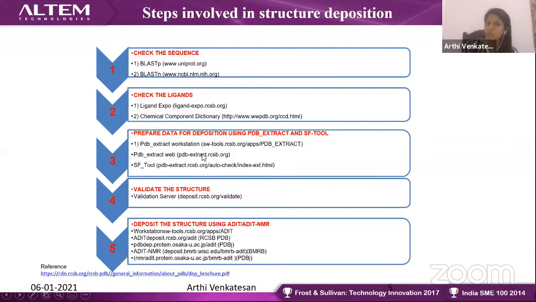And once you have prepared the data and extracted it with the tool, you will be validating your structure. Once you have validated your structure, you need to deposit it through ADIT or ADIT NMR. In case it is an X-ray structure, you will go for ADIT, and in case it is an NMR structure, you need to go for ADIT NMR. So this is the major difference between ADIT and ADIT NMR, and these are the steps involved in structure deposition through RCSB.